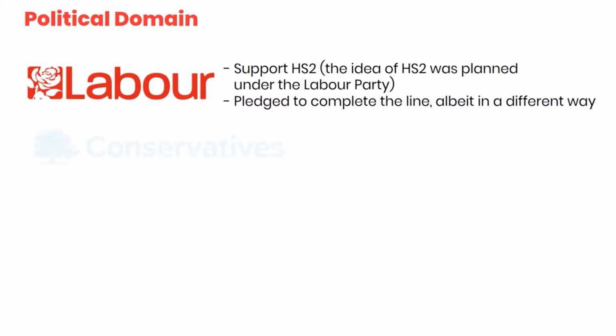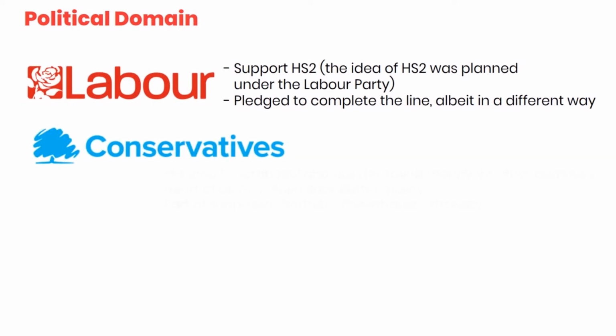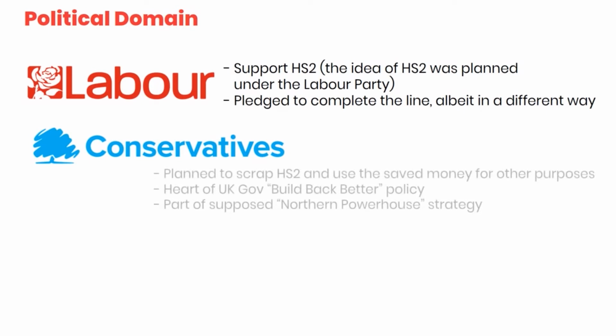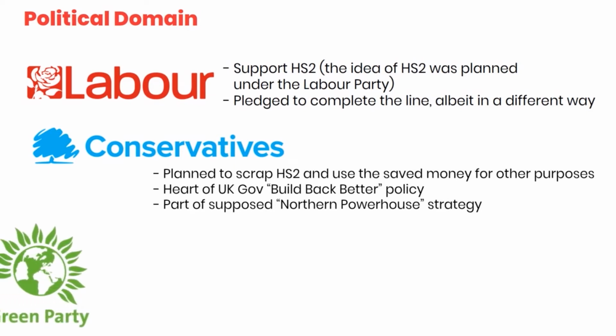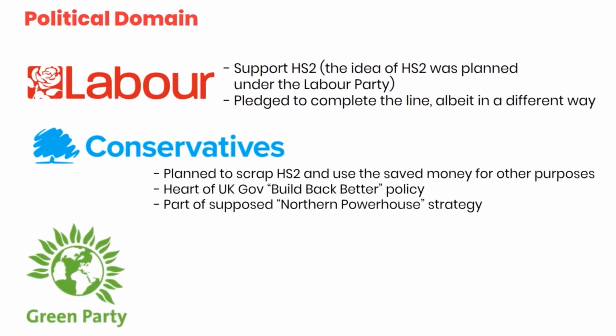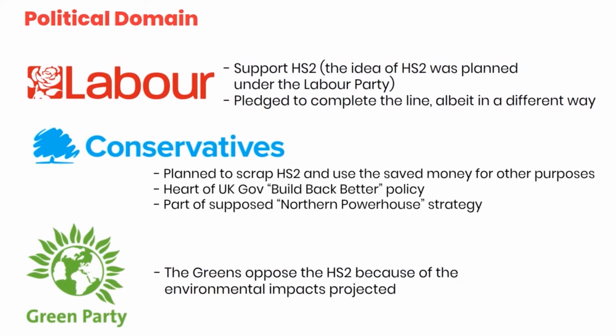The Conservatives, on the other hand, whilst in opposition, had planned to scrap HS2 and use the saved money for other purposes. But HS2 is now at the heart of the government's Build Back Better policy as the UK's spine of rail networks, primarily to support and regenerate northern towns and cities under the Northern Powerhouse policy. The Greens opposed the HS2 because of the environmental impacts projected in early studies. The following was found under the economics domain.